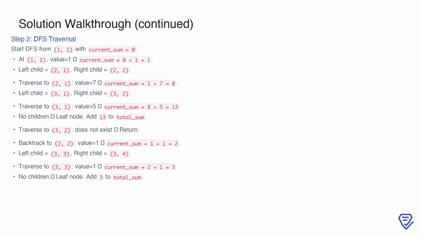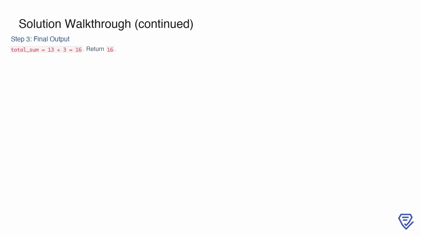At 2 2, the value is 1, so current_sum equals 2. This node has two children, a left child, 3 3, and a right child, 3 4. We traverse to the left child, 3 3, which has a value of 1. Adding this value to the current sum gives current_sum equals 3. Since 3 3 is a leaf node, we add this path sum of 3 to the total_sum. The right child, 3 4, does not exist, so our traversal is complete.